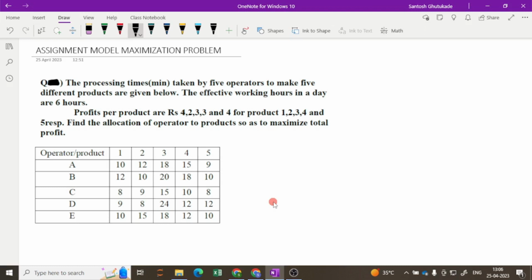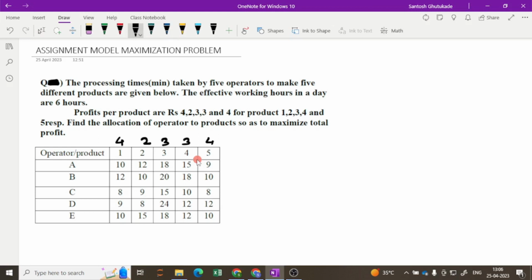Here these are the operators, operator A, B, C, D, E and products 1, 2, 3, 4 and 5. The profit per product, as you can see, is rupees 4, 2, 3, 3 and 4 for products 1, 2, 3, 4 and 5. I will write here: for product 1 the profit is 4 rupees, for 2 it is 2 rupees, then 3 rupees, 3 rupees and 4 rupees. So this is the profit and these are the operators. First we will see the problem.